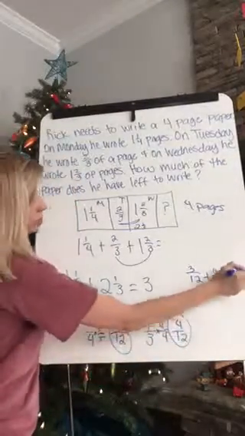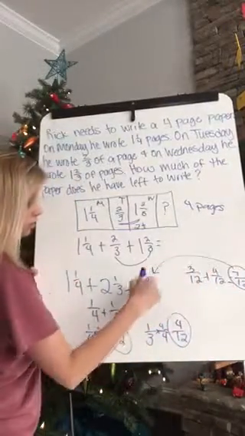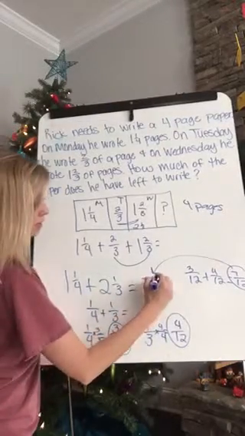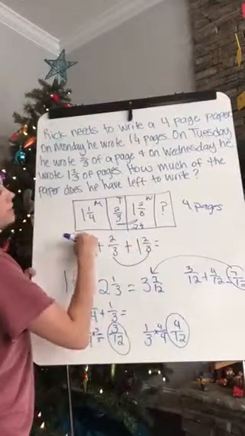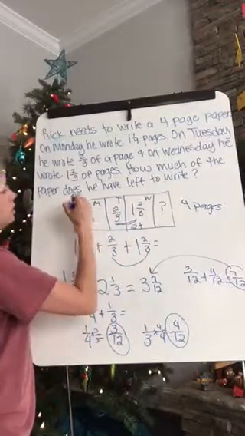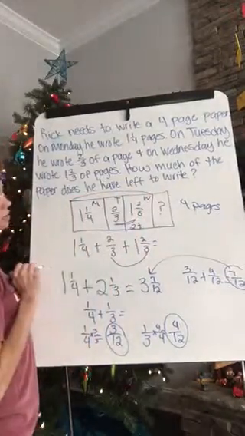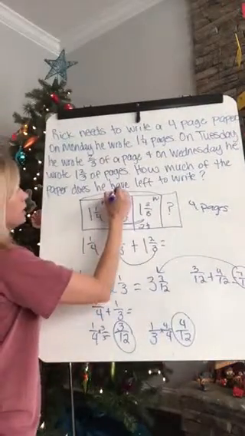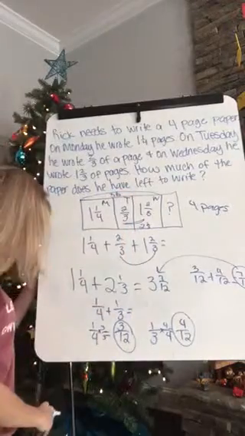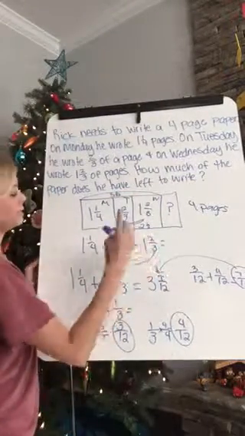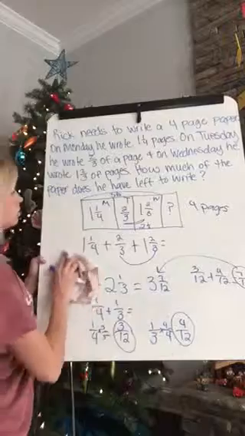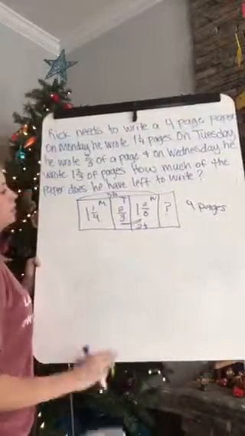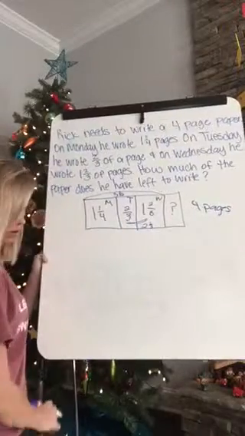3/12 plus 4/12 is 7/12. So now I need to put my 7/12 over with my 3 wholes I got when I added my whole numbers. So my answer would be 3 7/12. So if I come back here on my model, all of this that he has written so far is 3 7/12. So I need to know now how much more it is to get to 4 pages. So I could say, the board's a little wobbly here.